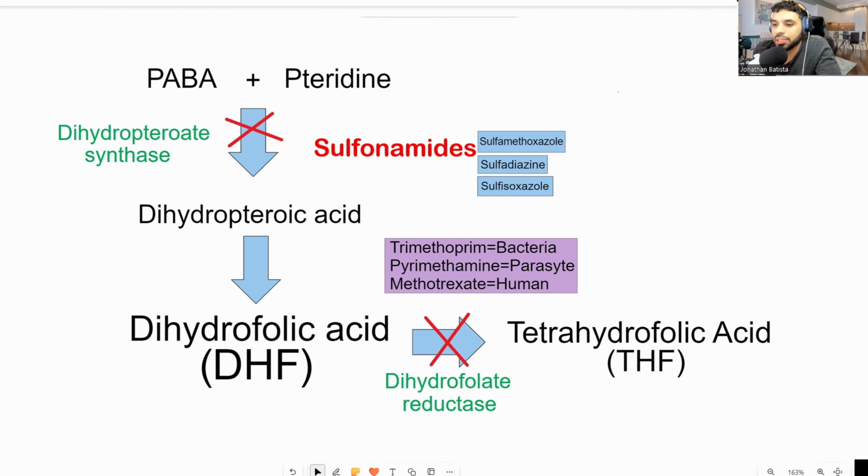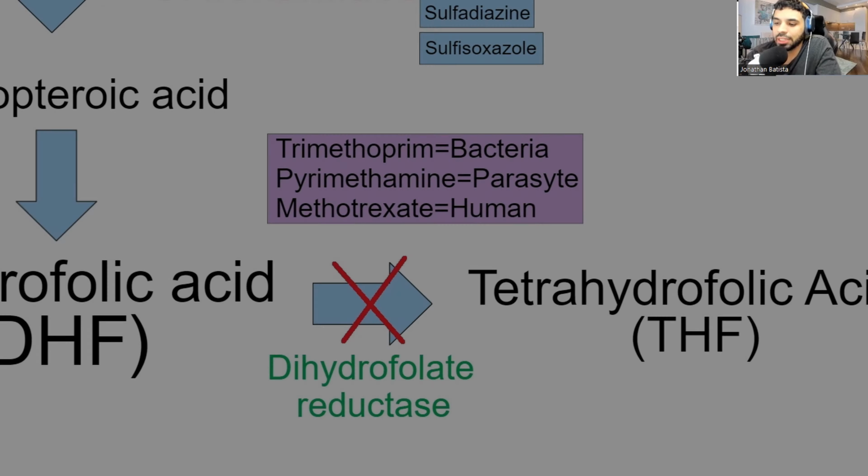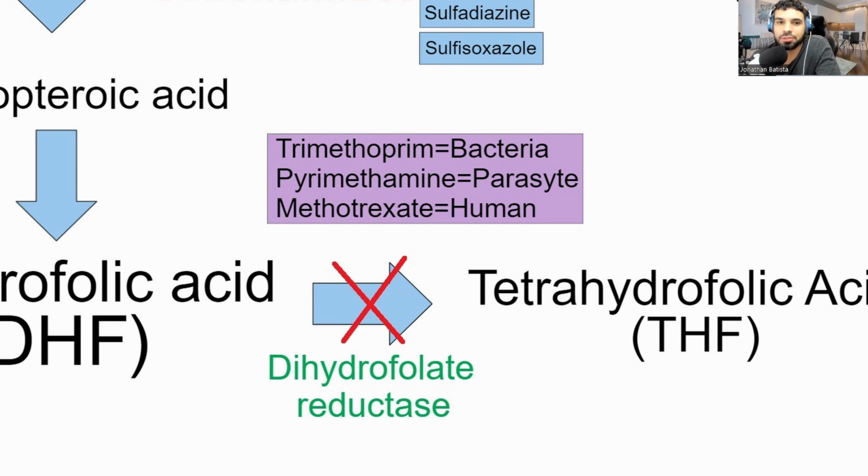All right, so ignore that top step with PABA and pteridine. That's how sulfamethoxazole and sulfadiazine work. They stop that dihydropteroate synthase in prokaryotic cells. Here, we're talking about humans. So methotrexate on humans, yes, it will inhibit the dihydrofolate reductase right here, as you can see. Same thing happens with trimethoprim in bacterial cells.